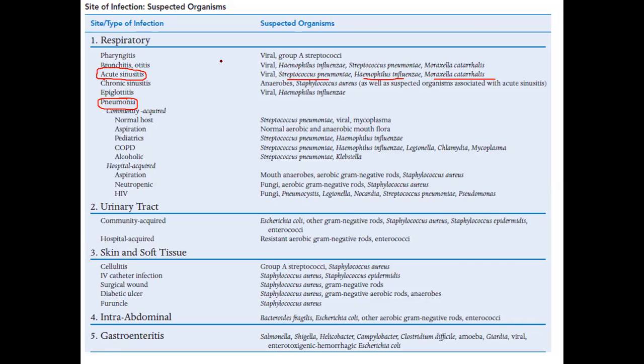Now, when it comes to pneumonia, I will look only at community-acquired pneumonia, and particularly I will look at the normal host and the pediatric patient. Now, the normal host, the adult, this condition is caused by Streptococcus pneumoniae and by Mycoplasma. Ignore other viruses, okay? Mycoplasma. Now that you have studied antibiotics, you can tell me what type of organism a Mycoplasma is.